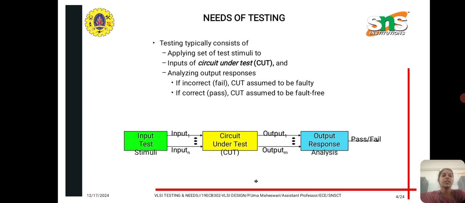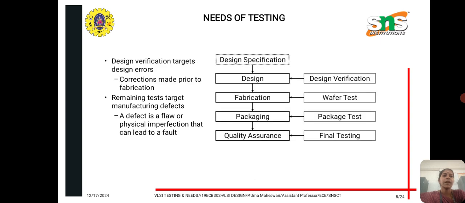Here the input test stimuli are given to the circuit under test, and the output from the circuit under test gives the output response, which is also called the analysis. It will give the pass or fail result. And the next one is design verification, which targets design errors.